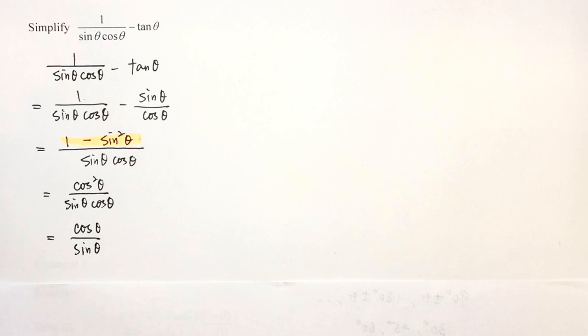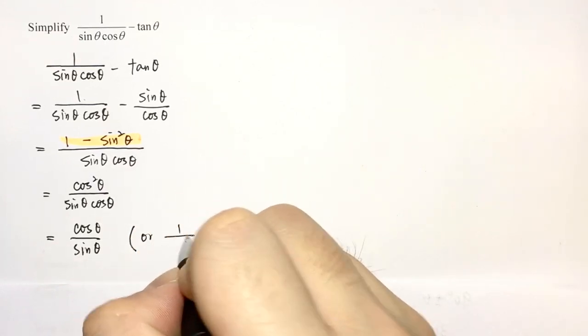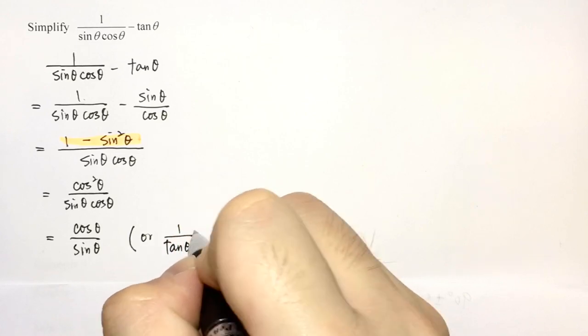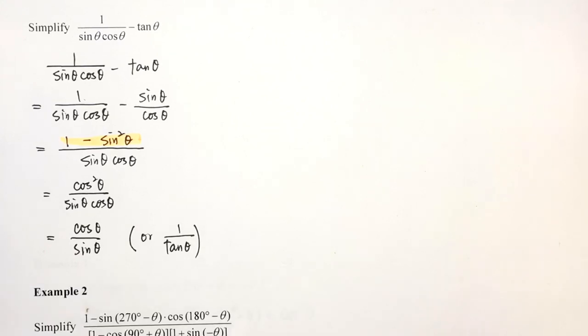But then some of you should have noticed that it is also equal to 1 over tangent theta. But it's not quite necessary for you to change it back to 1 over tangent theta. If it's sine over cosine, then you need to change to tangent. But if it's 1 over tangent, then I don't think this is simpler than this cosine theta over sine theta. Okay? Example 2.